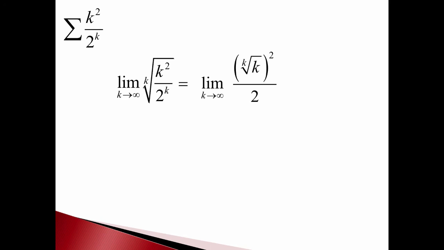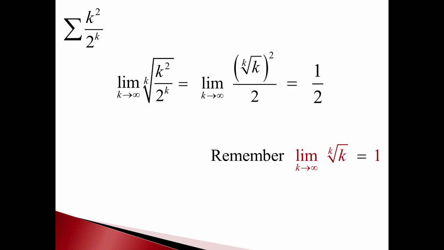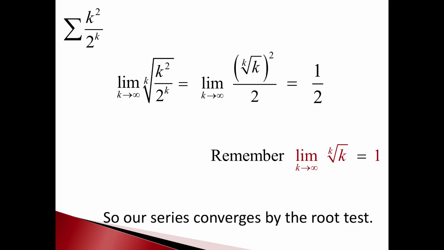Well, if you remember back when we were doing sequences, we had all those L'Hopital's rule problems. And I said there's three that you need to remember. One was that 1 plus 1 over k all raised to the kth power went to e. Another was that the kth root of k, or also the kth root of just a number, went to 1. That's really cool because that's exactly what we need here, right? We have the kth root of k twice, but both of those go to 1. So this whole limit goes to a half. And of course, a half is less than 1, so my series converges by the root test.